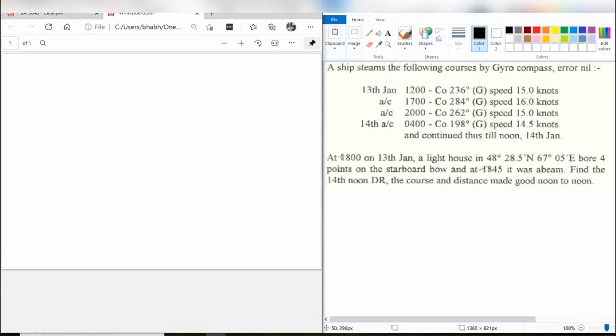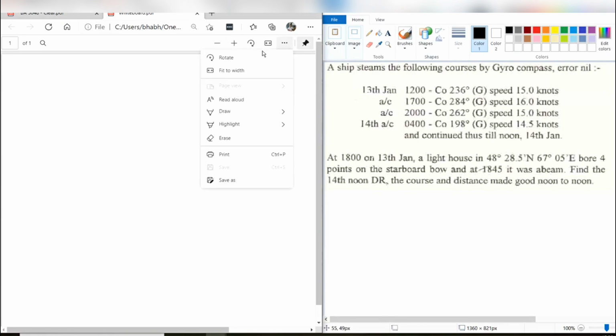Now at 1800 hours on 13th January, a lighthouse in so and so position bore 4 points on the starboard bow, and at 1845 it was abeam. Find the 14th noon DR position, the course and distance made good noon to noon. So beta, is the question clear? Any doubts you are having in the question? So first we will sort them out.